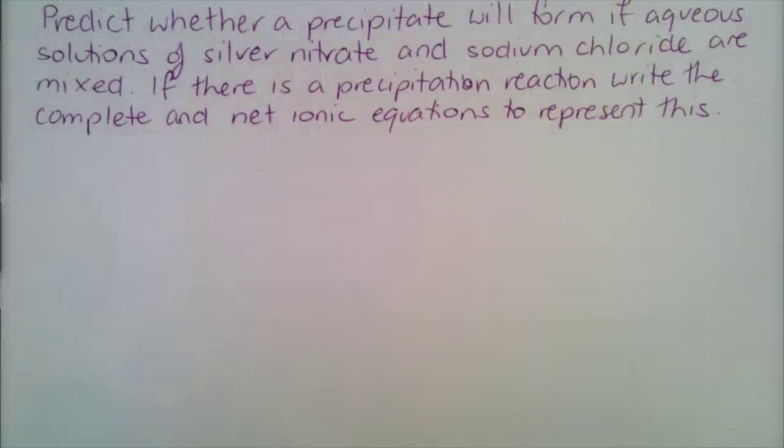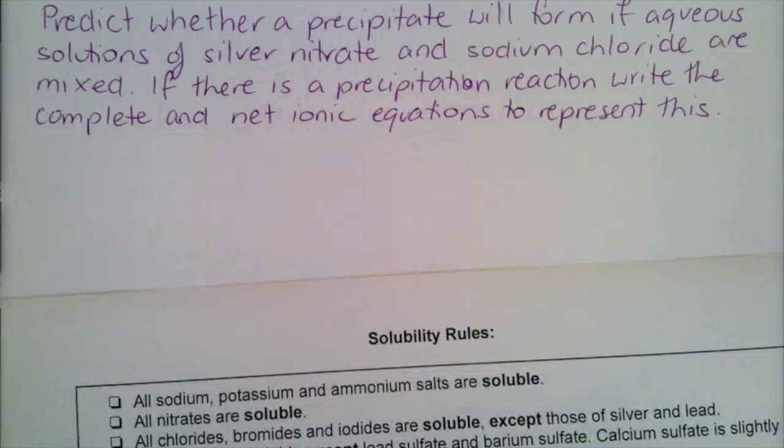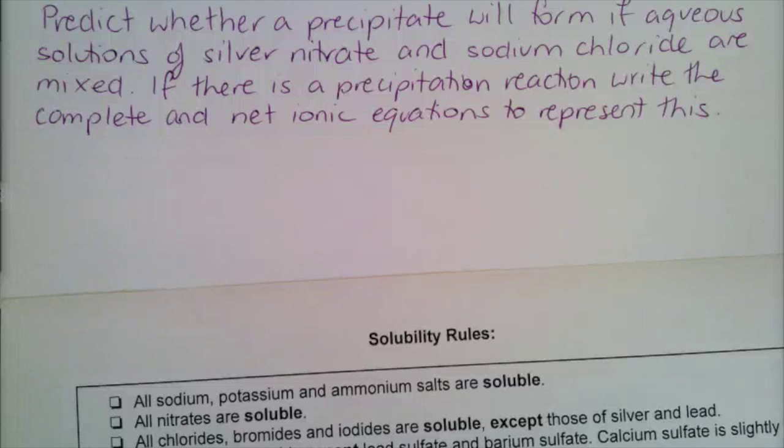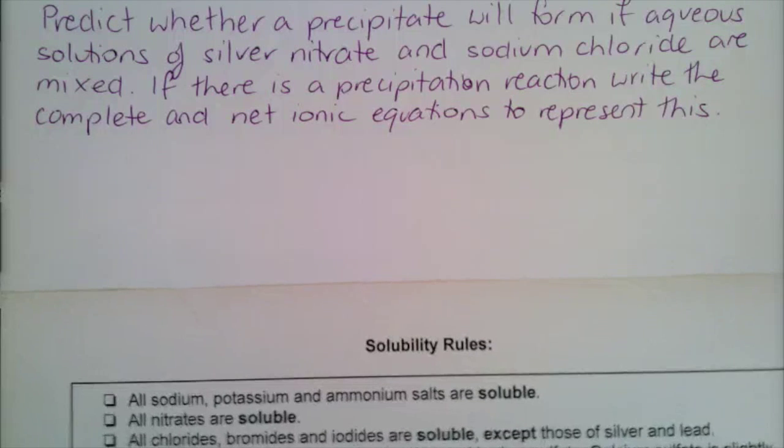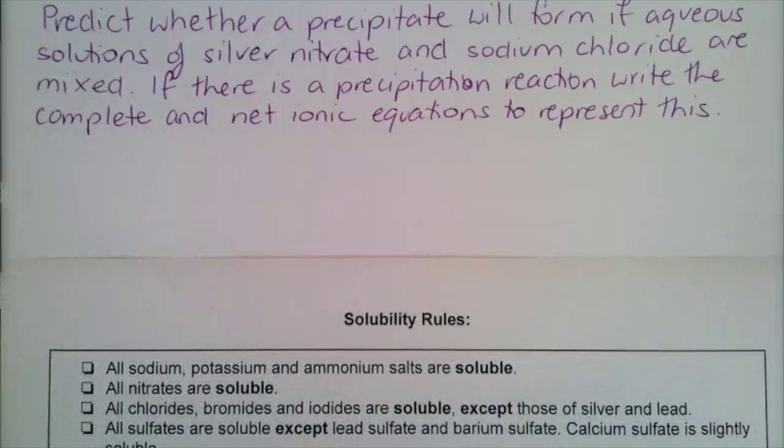So here we have problem 1. Predict whether a precipitate will form if aqueous solutions of silver nitrate and sodium chloride are mixed. If there is a precipitation reaction, write the complete and net ionic equations to represent this. Now, in all of our precipitation problems, we need to have our solubility rules there as well. So here we have down below our solubility rules, and these will be given to you in an exam if they're needed. But you'll get to know most of them anyway as we go.